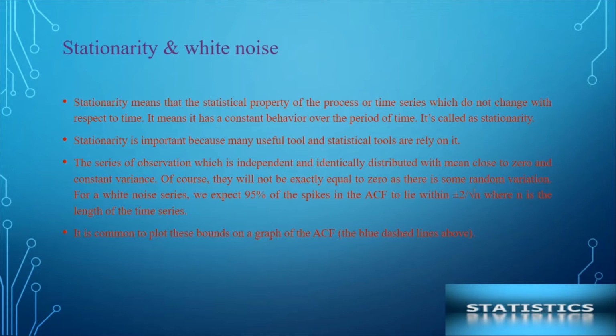Of course, they will not be exactly equal to zero as there is some random variation for a white noise series. We expect at least 95% of the spikes in the ACF to lie within plus minus 2 upon square root of n, where n is the length of the time series. So plus minus 2 upon root n is the control limits for the ACF. It is common to plot these bounds on a graph of the ACF, the blue dashed lines which you will see in the plots.